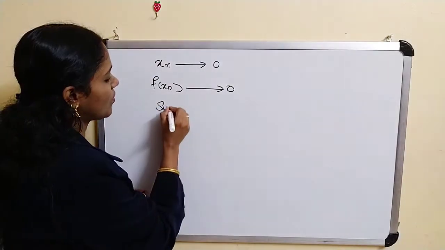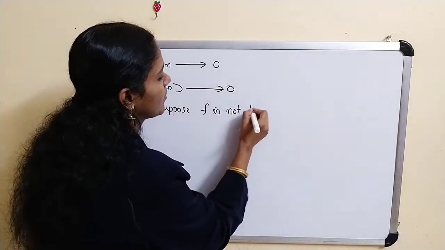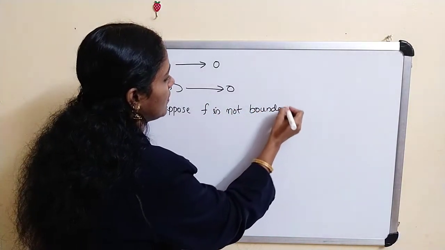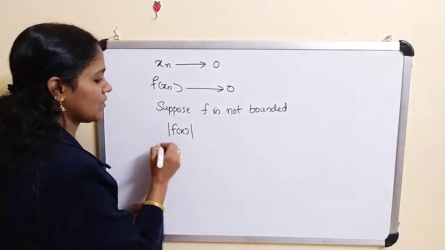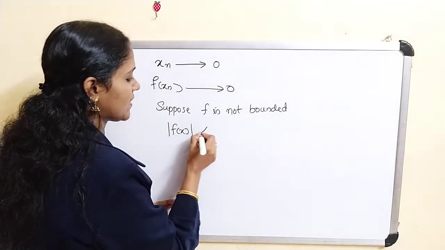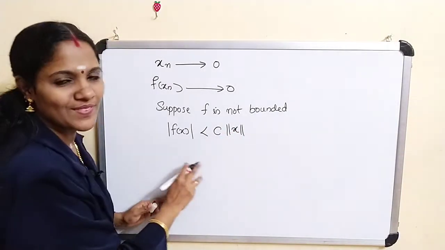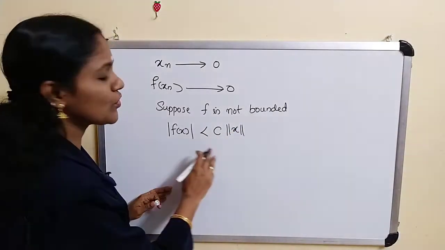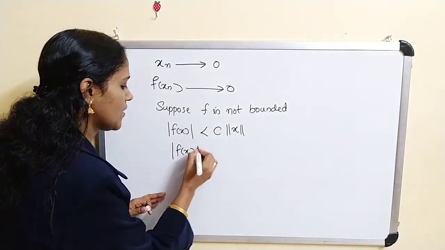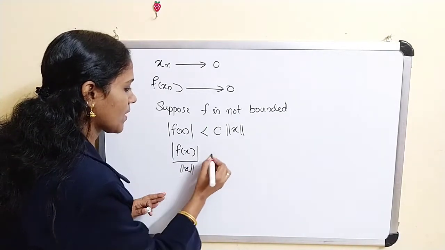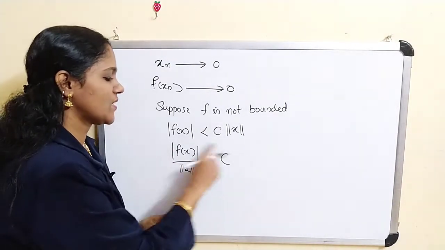Suppose f is not bounded. Now what is the definition of f bounded? There exists a c greater than 0 such that modulus of f of x is less than c into norm of x. Or you can say f of x by norm of x is less than c. There exists a c greater than 0, this condition holds.